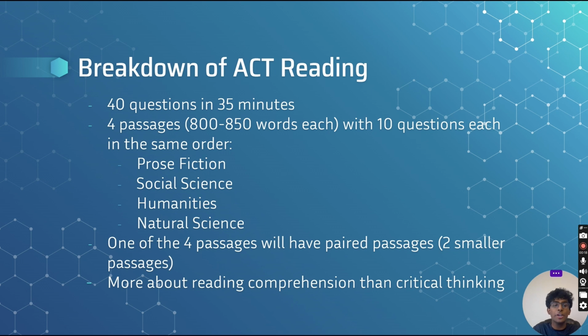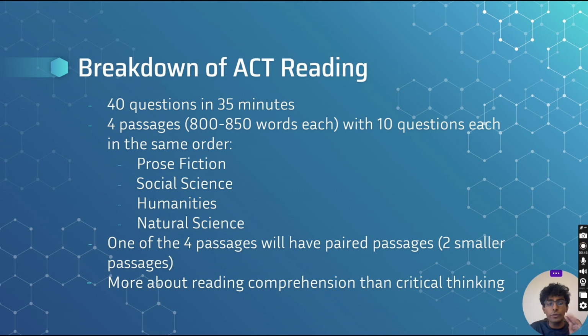So again, you got more questions than minutes, which I know at first sounds a little daunting, but after we go through tips, tricks, and strategies, you'll be able to see how it's not as bad as it looks. We have 4 passages that are about 800 to 850 words each, with 10 questions in each passage. They're always in the same order. You got prose fiction first, social science second, humanities third, and then natural science last.